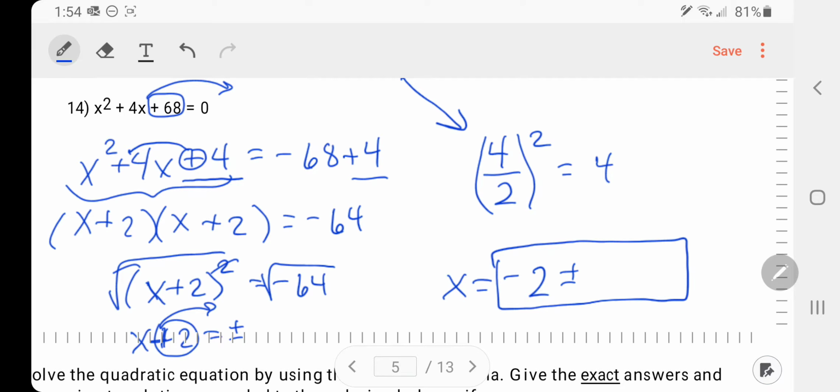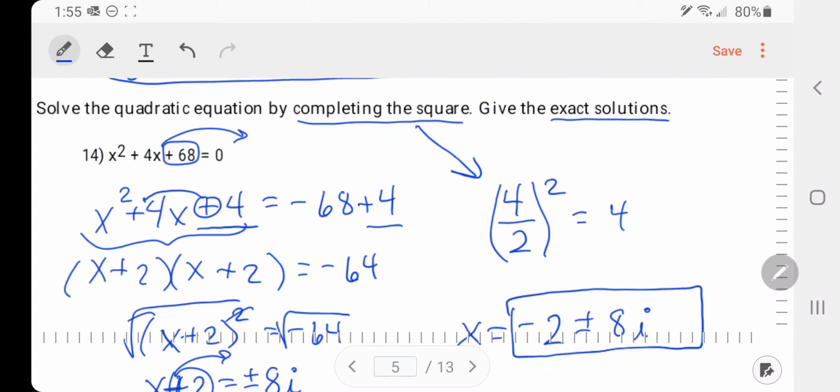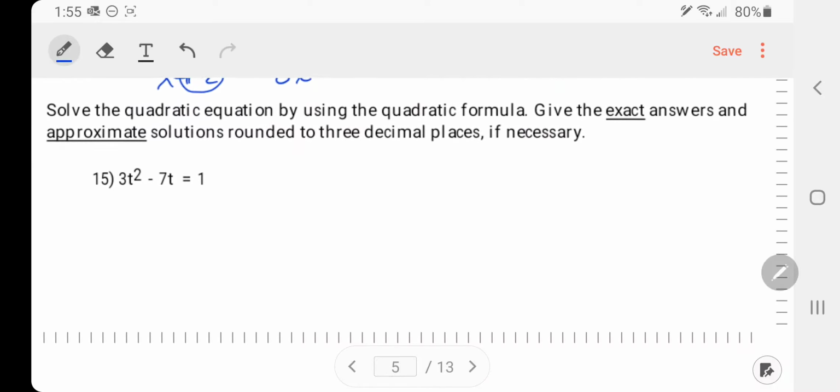Square root of minus 64. That's going to be nice. Square root of 64 is 8. And since it's negative, it gives us an i. And so that gets us the correct solutions in standard form, reduced completely. And those are the exact complex solutions.